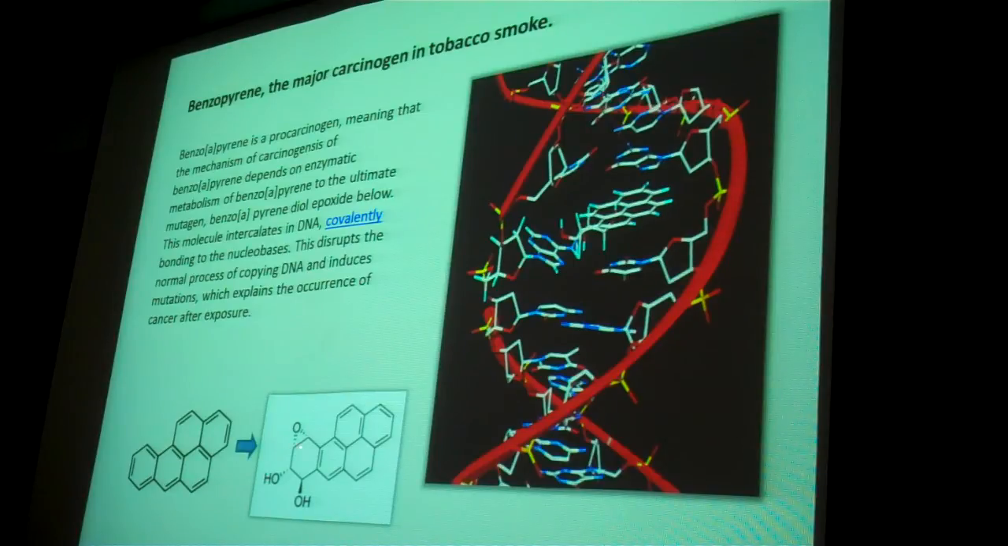This thing gets jammed into the DNA, forming covalent bonds with the bases. You can see the helicase come whipping through here, and that's like putting a stick in the spokes. So you can see how it's going to make mistakes when it hits these things. You're going to get mutations. That's what causes the cancers.